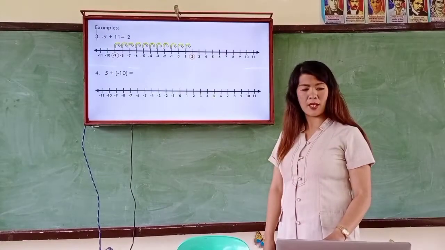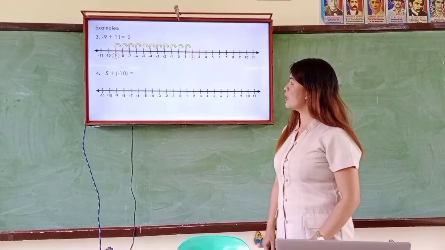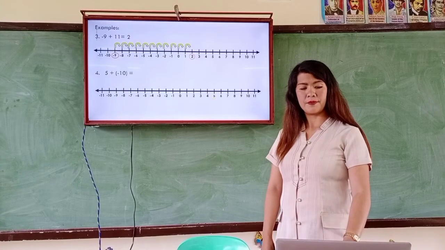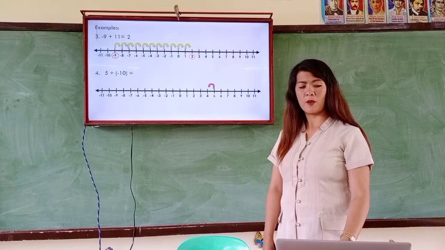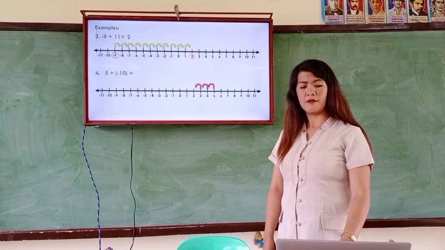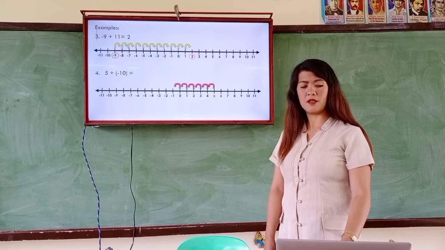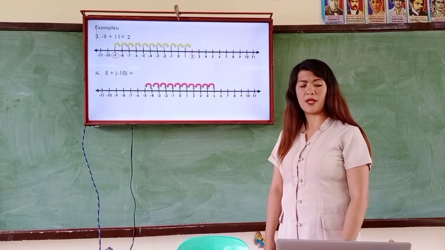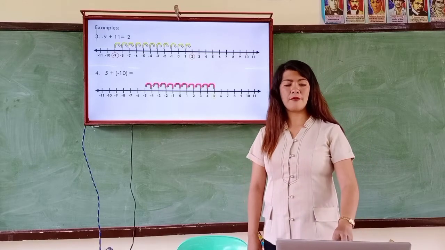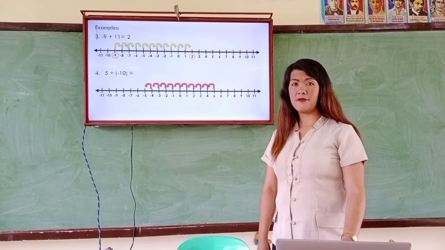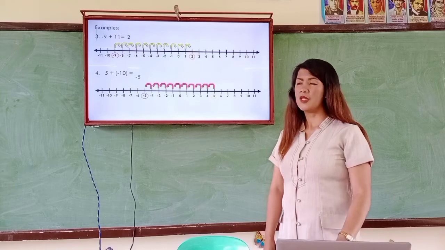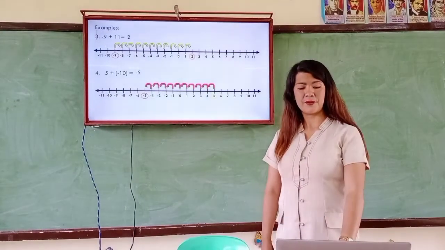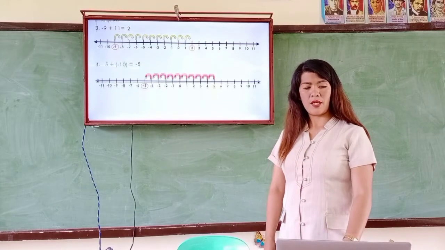Okay, so since we add negative 10, we are going to move to the left 10 times from positive 5. 1, 2, 3, 4, 5, 6, 7, 8, 9, 10. So we stop at negative 5. Therefore, positive 5 plus negative 10 is equal to negative 5. Okay, that is how to use a number line.